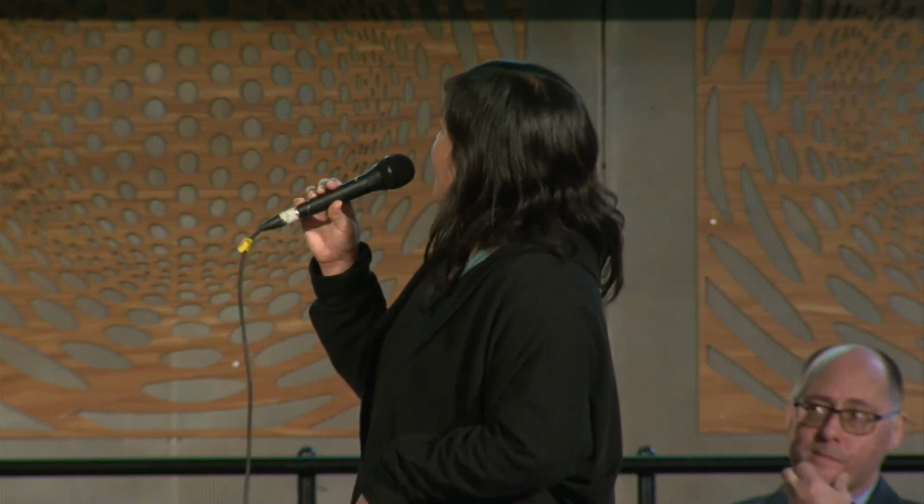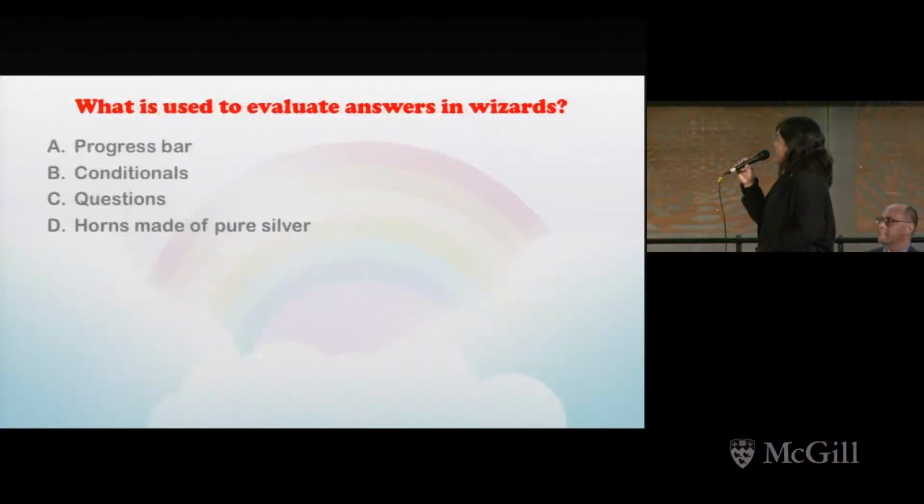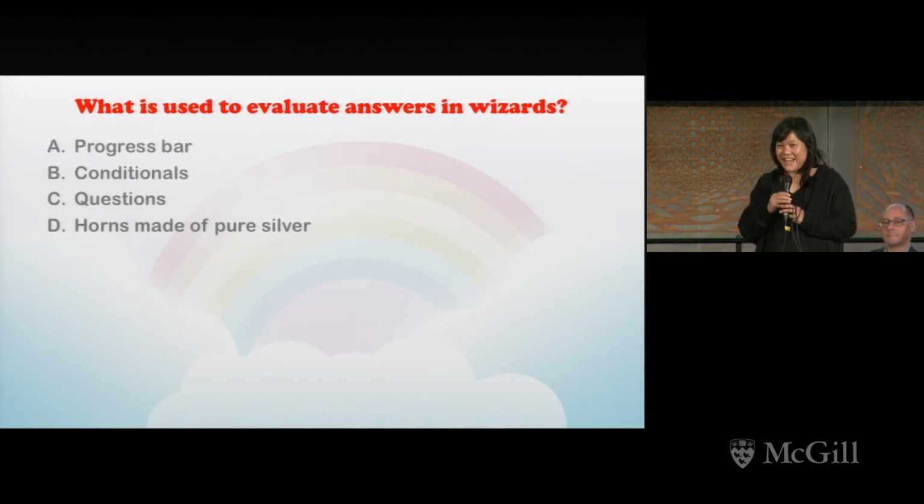So this question's a little bit easier. So the question is, what is used to evaluate answers in wizards? And the four options are A, progress bar, B, conditionals, C, questions, and D, horns made of pure silver. So enter your answers in now. I'll try and get it right this time.